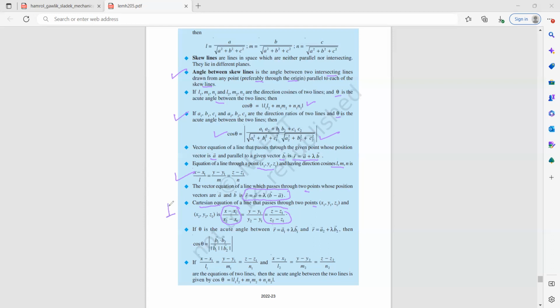This is important from exam point of view. If theta is the acute angle between the first line r = a1 + lambda b1 and the second line r = a2 + lambda b2, then you can use this formula. First of all, calculate the dot product of b1 and b2 divided by the magnitude of b1 times the magnitude of b2, and then finally take the mod. So this formula is also useful for finding the acute angle if you know the b1 and b2 vectors.